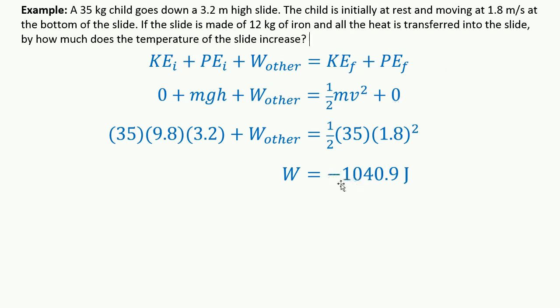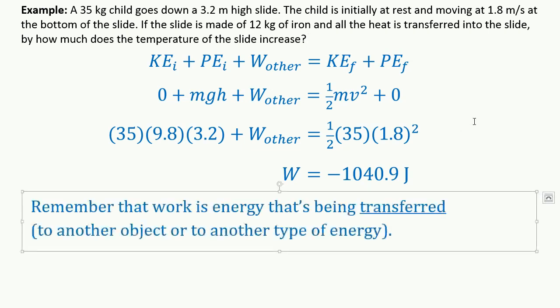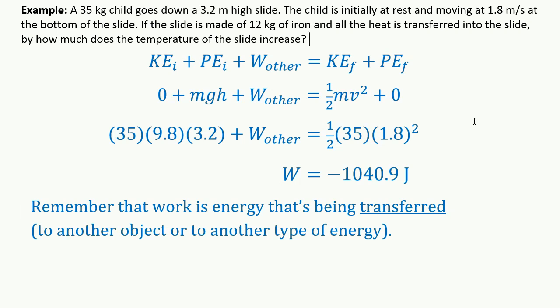Now, negative work, you might need a bit of a reminder as to why this might be negative and what that means. And that's coming up in a second. But first of all, let's just remind ourselves what work actually is. Remember that work is energy that's being transferred to another object or to another type of energy. So as the child went down the slide from initial to final, there was some work. There was some energy being transferred. So some energy has left the child, right? They have less energy final than they did initial, and it's gone to some other object.